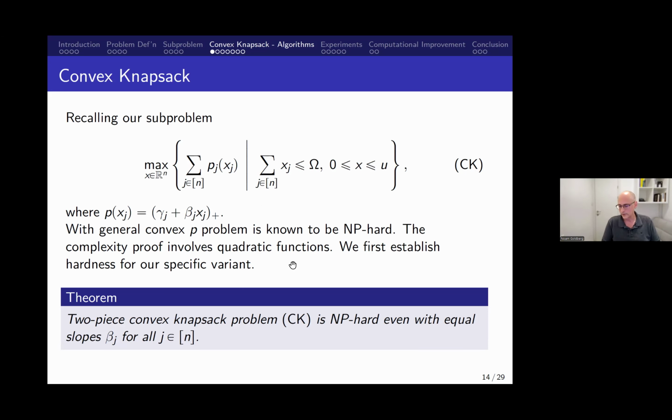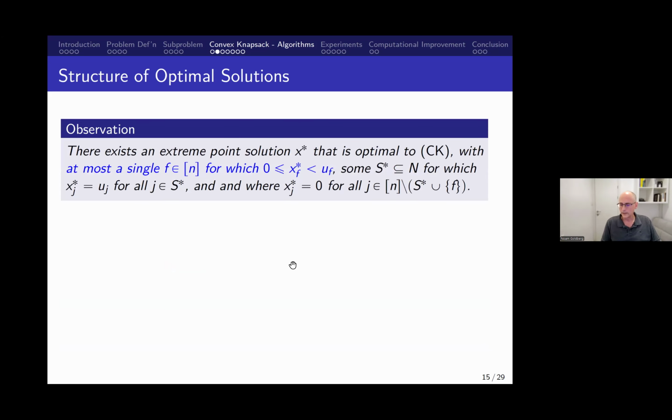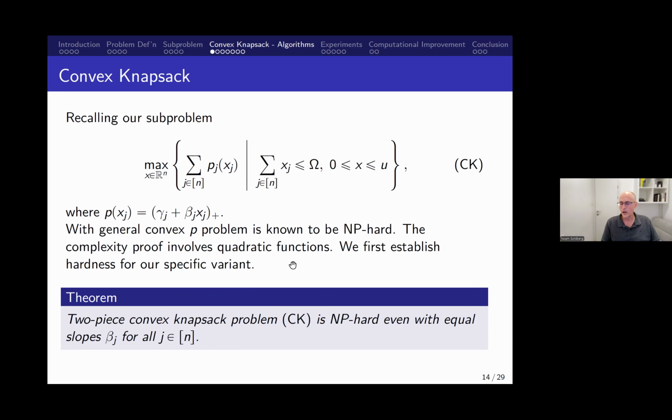So the two-piece convex knapsack problem is NP-hard. Not only that, it's NP-hard even when you have equal slopes beta j. So even the special case that we are often interested in, with overtime having the same cost per unit, whether it's on one day or the next, even then the problem is NP-hard.